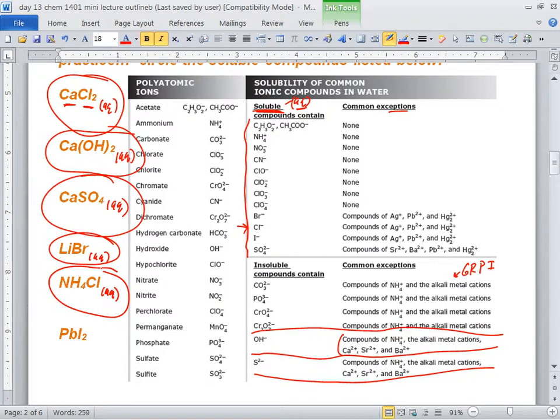How about lead 2 iodide? Solid or aqueous? I hear solid. Dylan says solid. Everybody agree? Solid? Yeah, because here's iodide, but there's lead. It's the exception. Okay? So that's part of the game we're going to be playing.